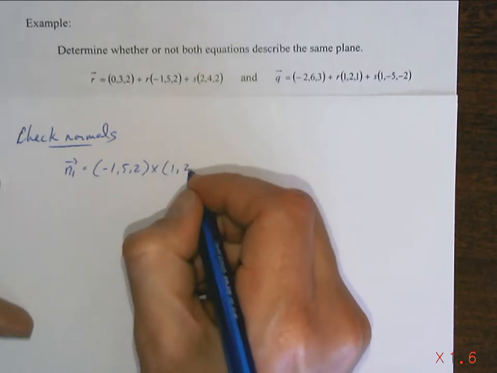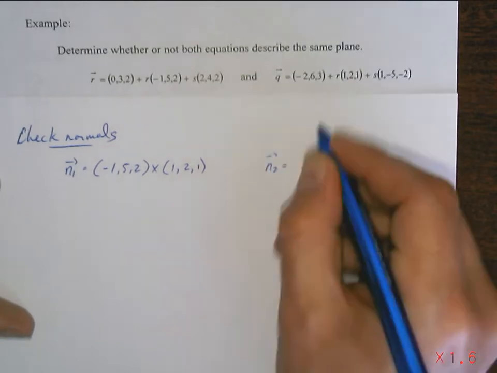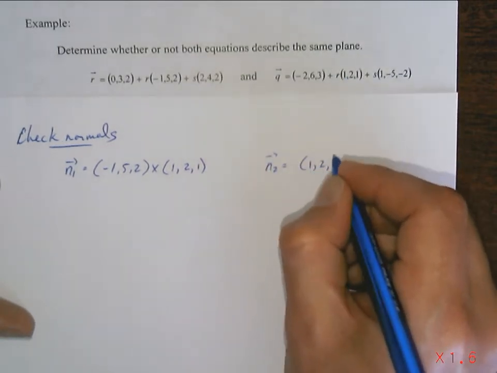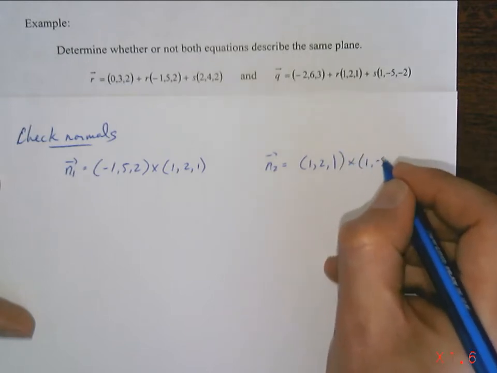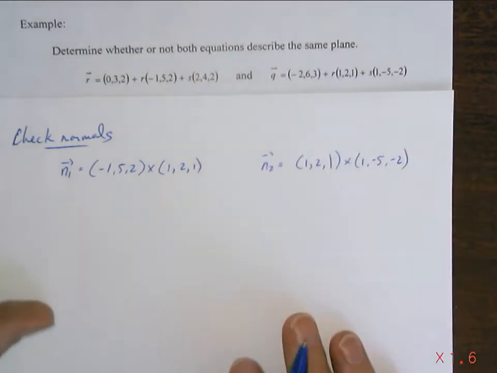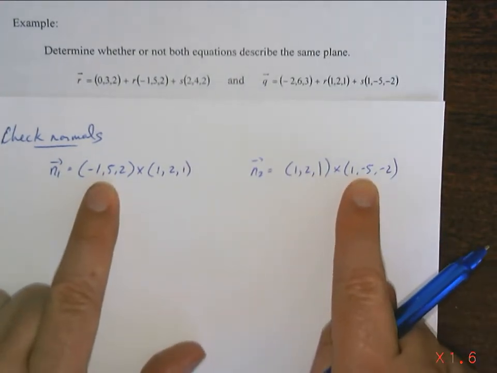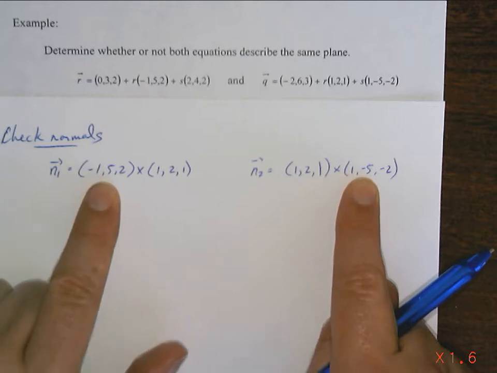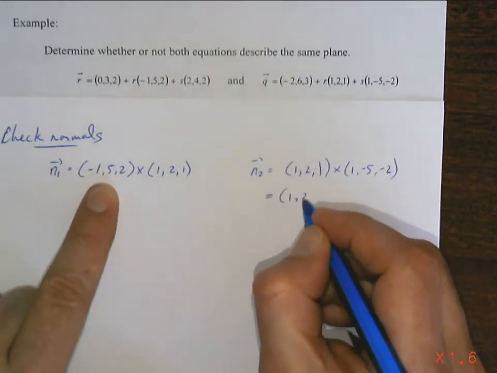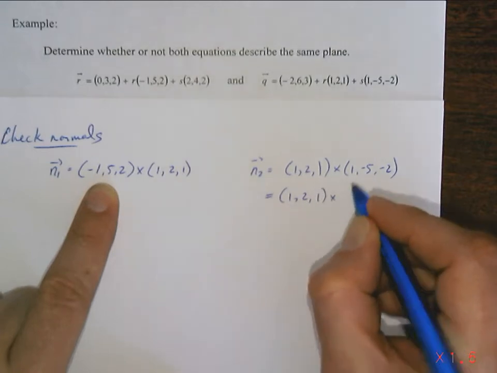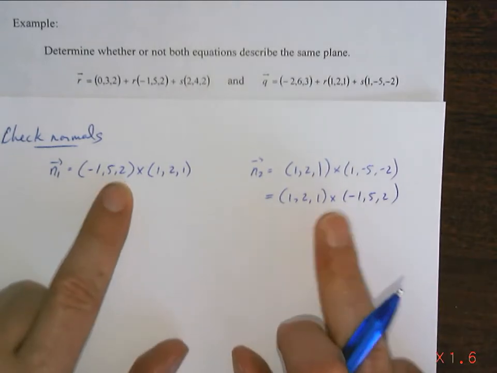Why don't I make it 1, 2, 1? Normal 2 is going to be equal to 1, 2, 1 cross 1, -5, -2. Do you see what I see? I could change the direction of this one. I've never noticed this before, but I'm done.